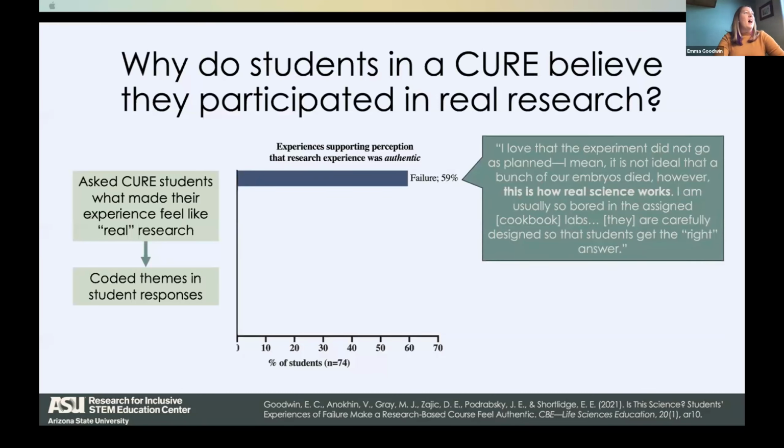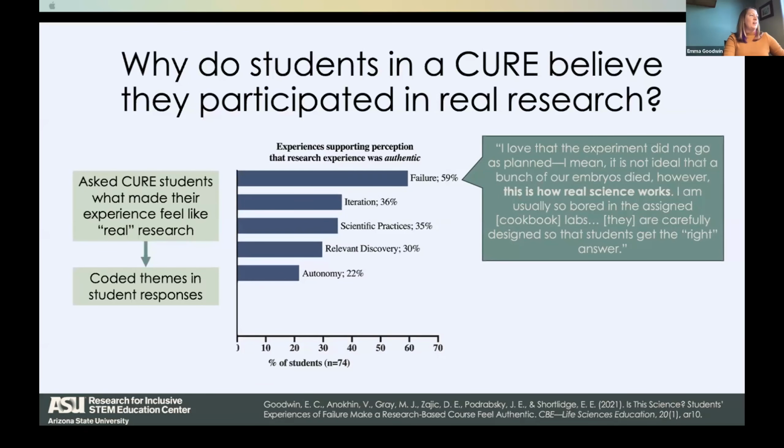One student said, "I love that the experiment did not go as planned. I mean, it's not ideal that a bunch of our embryos died, but this is how real science works. I am usually so bored in the assigned cookbook labs. They are carefully designed so that students get the right answer." And students also talked about iteration, scientific practices, relevant discovery, autonomy, collaboration, and even experiencing successful science.